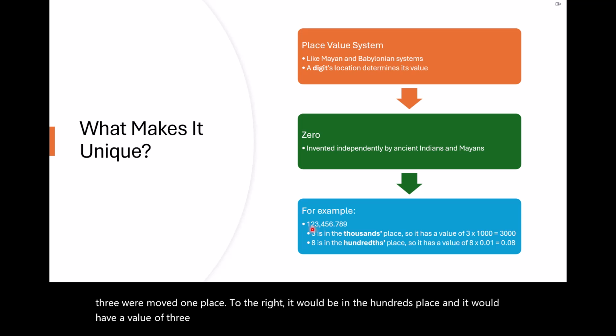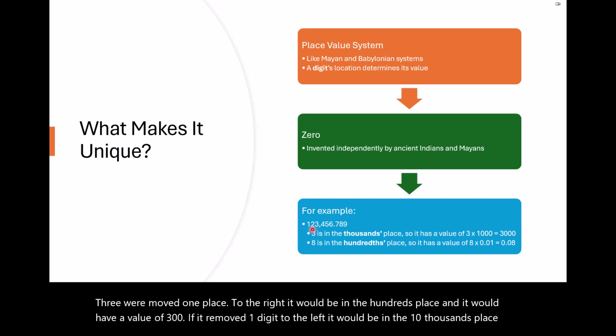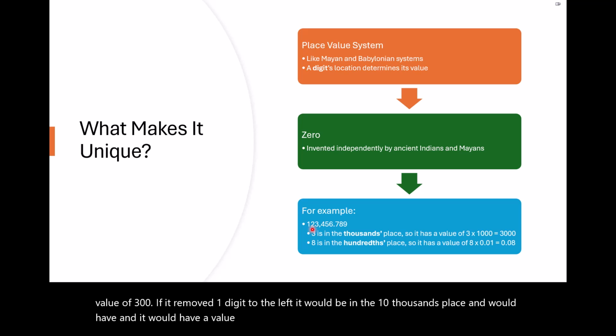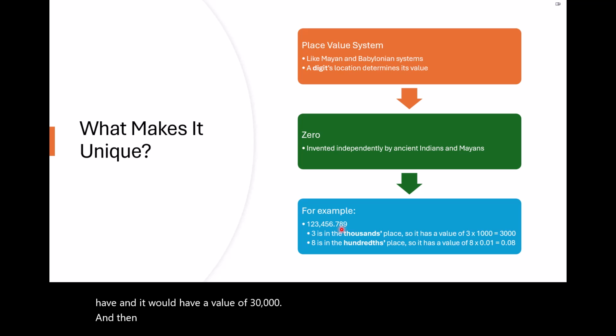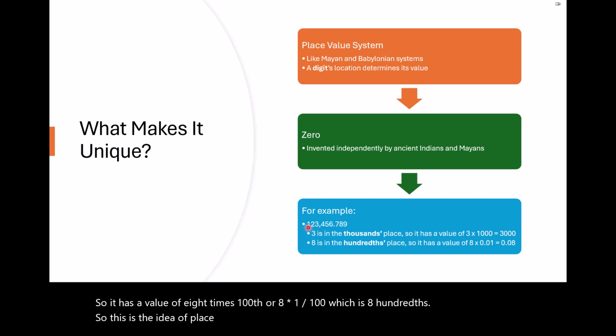If it were moved one digit to the left, it would be in the 10,000s place, and it would have a value of 30,000. And then the digit 8 is in the hundredths place, so it has a value of 8 times 1 over 100, which is 8 hundredths. So this is the idea of place value. Where a digit is in a number determines the value of that digit.